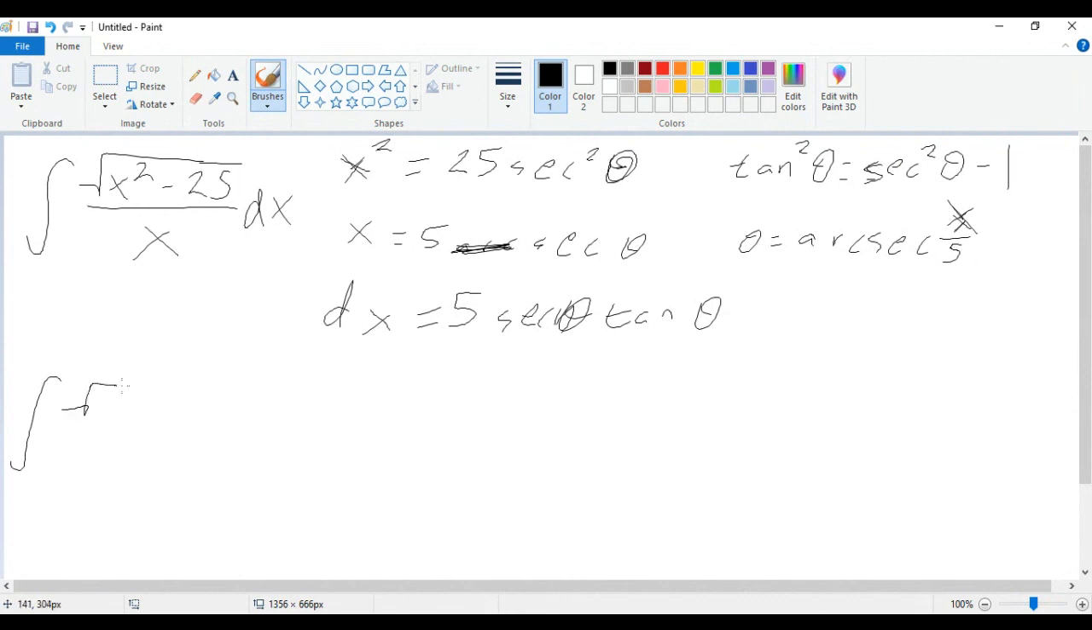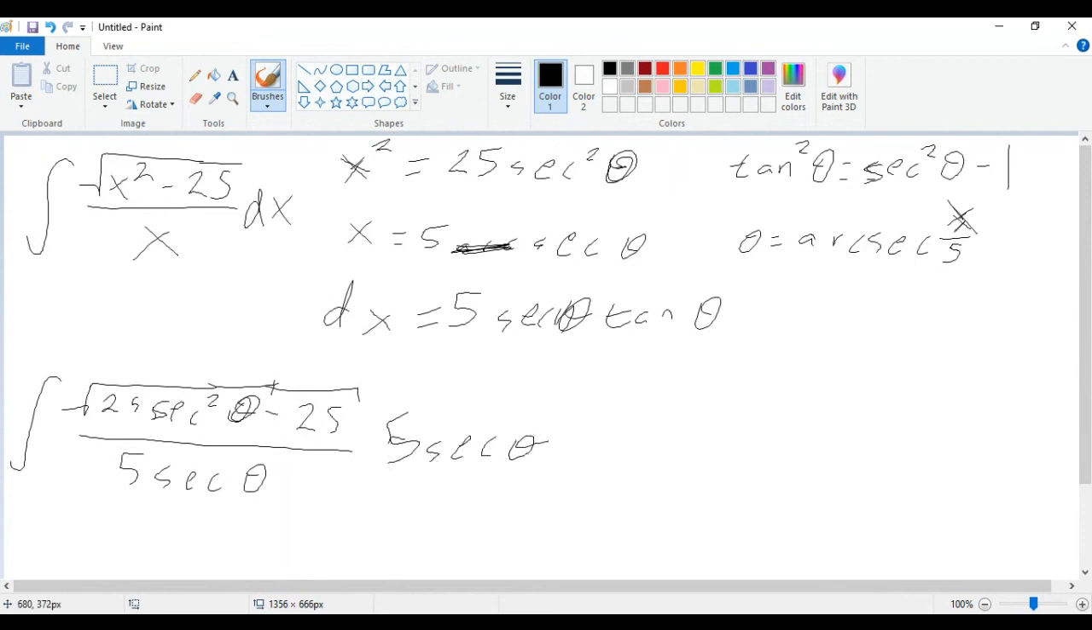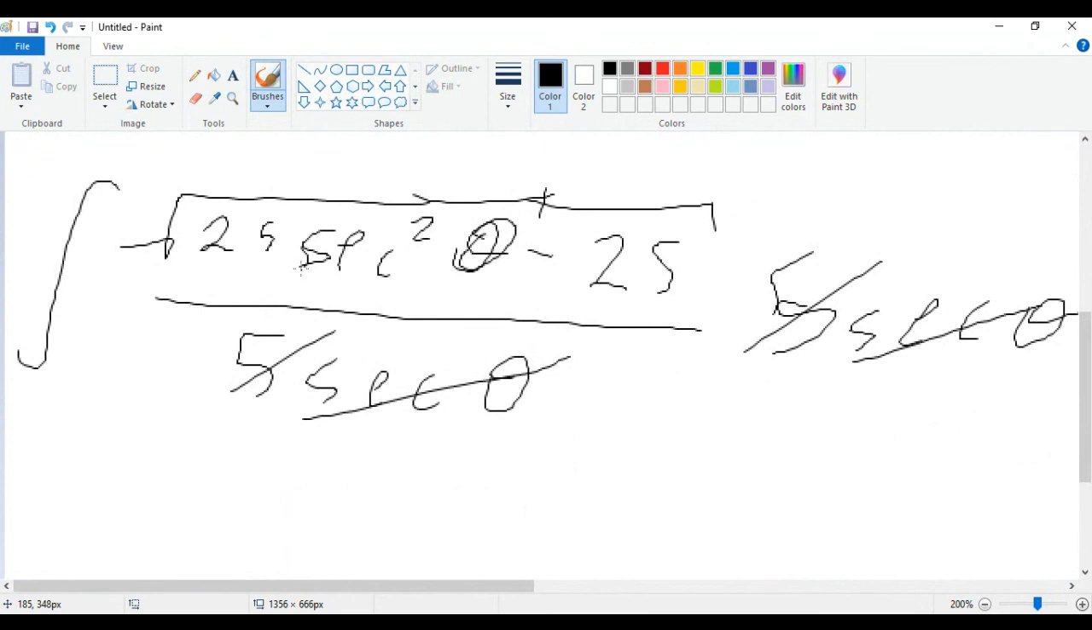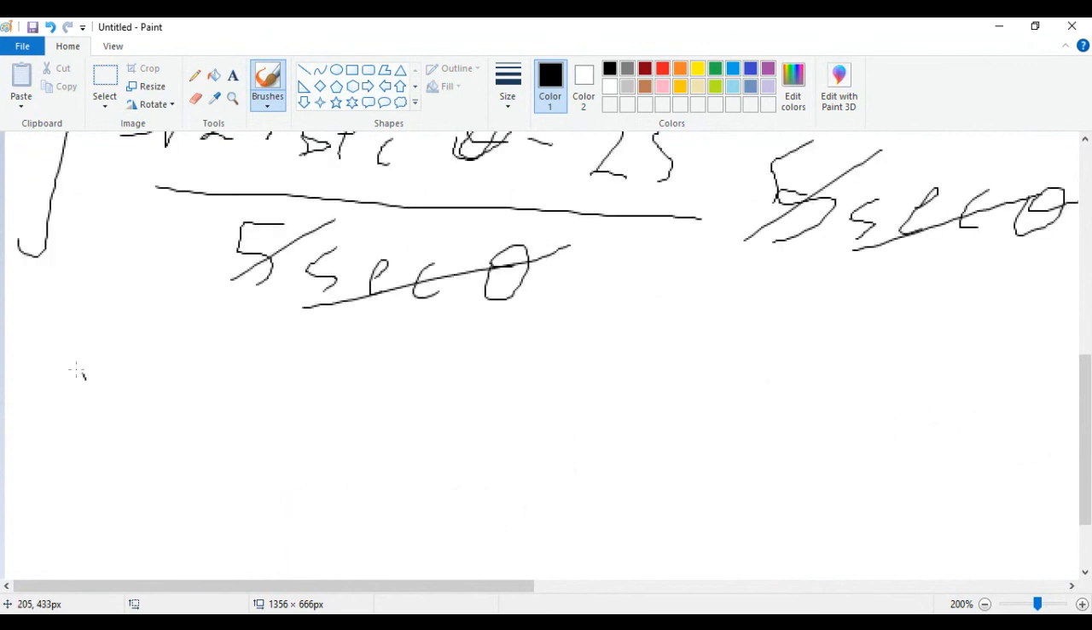So we've got the integral of square root of 25 secant squared theta minus 25, all over x, which is 5 secant theta. And we've got dx is 5 secant theta tangent theta d theta. We can start by canceling this secant theta with this secant theta and this 5 with this 5. Now we simplify the square root of 25 secant squared theta minus 25. That becomes the integral of 5 root secant squared theta minus 1, and we still have a tangent theta on the outside.